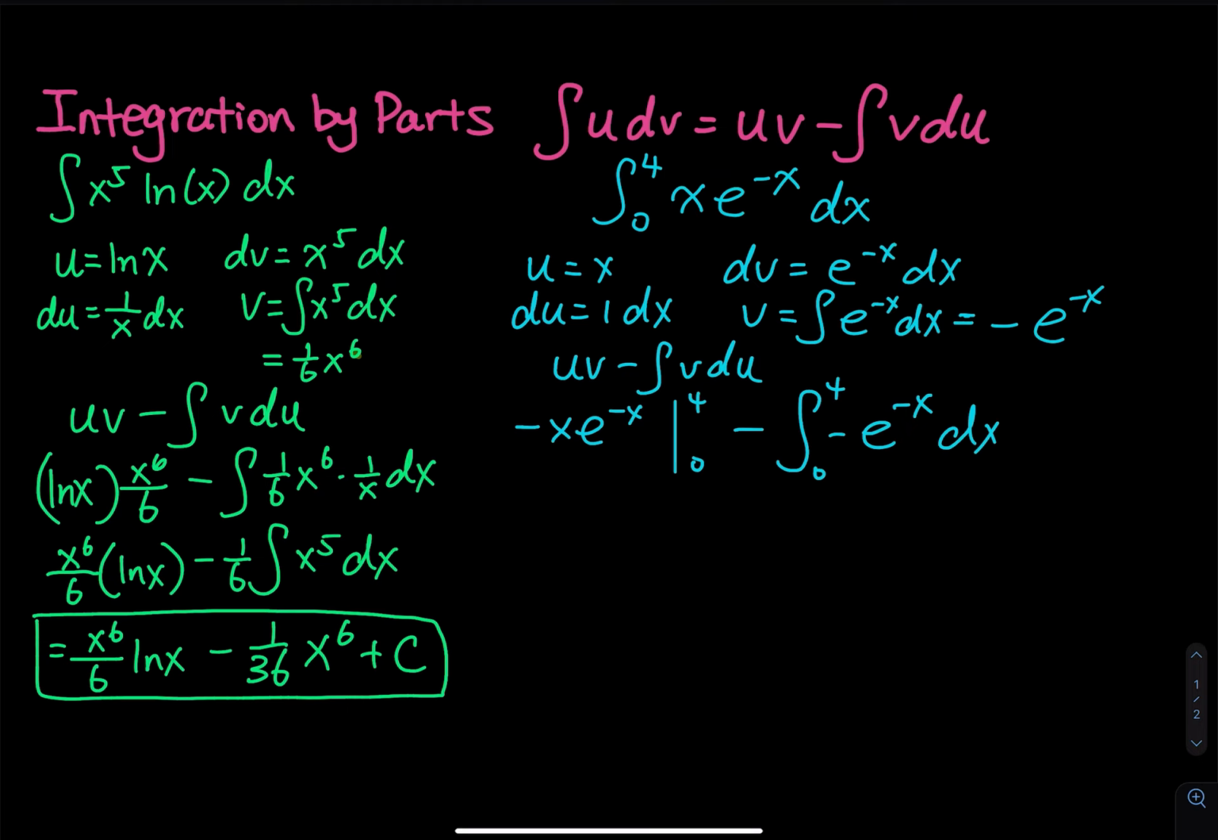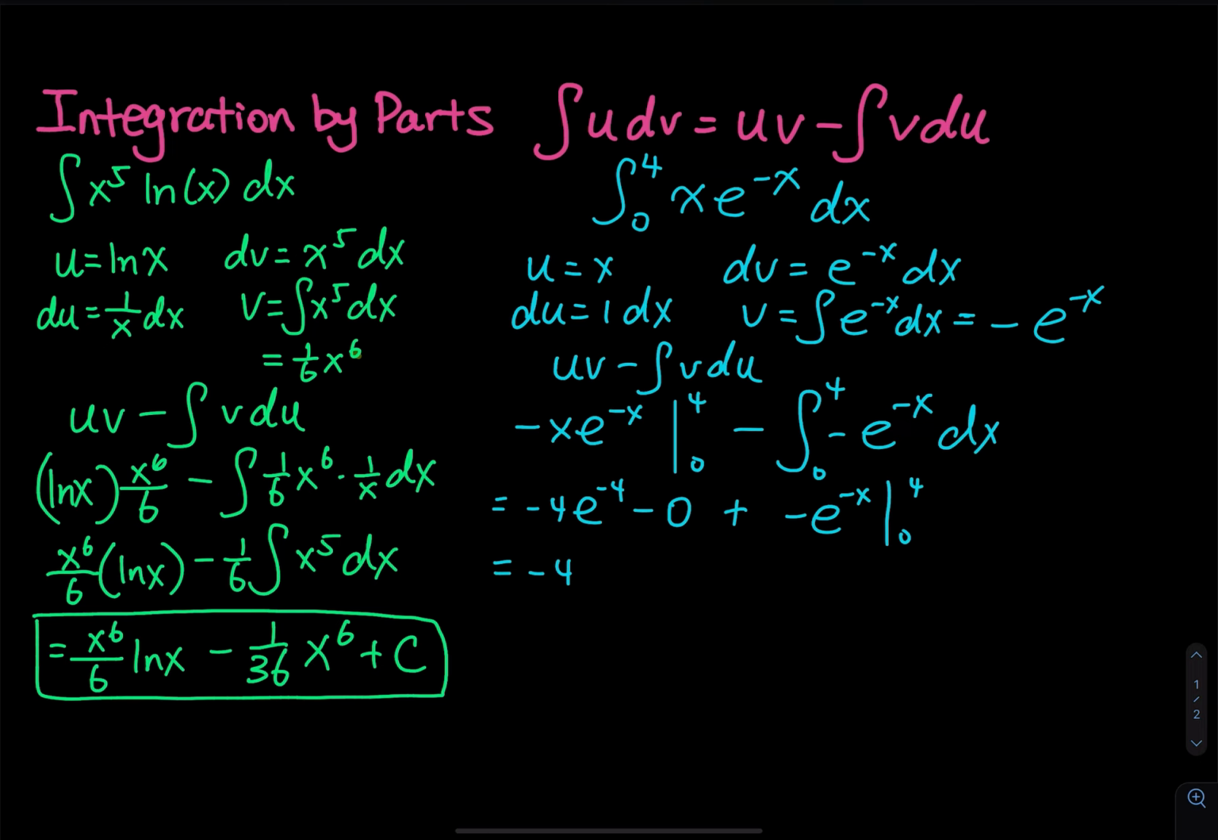So this is not a u substitution. You can use x equals 4 and x equals 0. So we plug in when x is equal to 4, what do we have? We have a negative 4 e to the negative 4, right? So when x equals 0, everything becomes a 0. And then plus the integral of e to the negative x, that minus gives you a plus. The integral of e to the negative x is negative e to the negative x. X goes from 0 to 4.